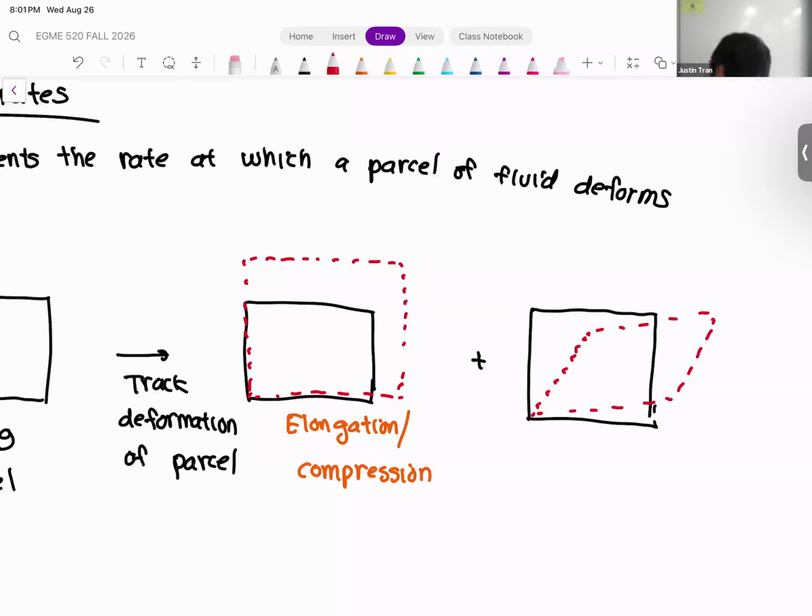So in this mode here, we're not considering elongation or compression. So the amount of area, the amount of volume stays the same. It's just that the shape of the parcel is changing. All right. So this mode of deformation is known as shear deformation.